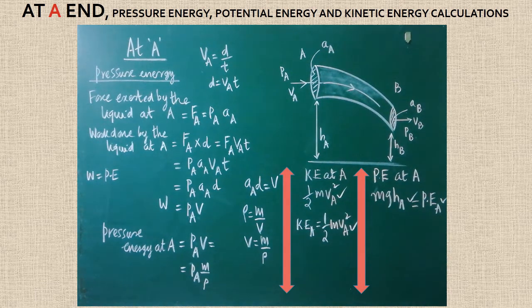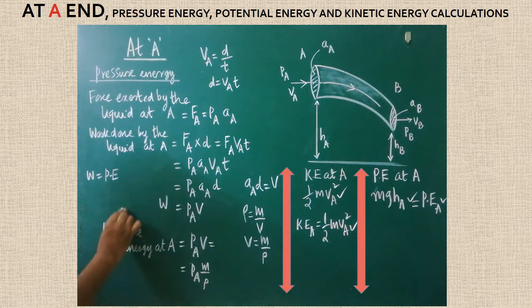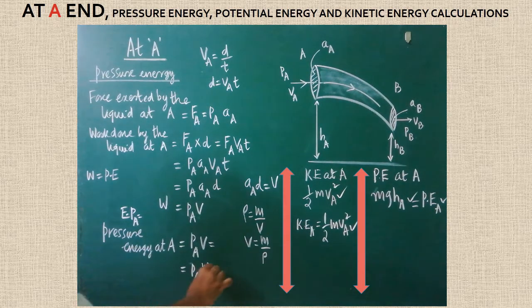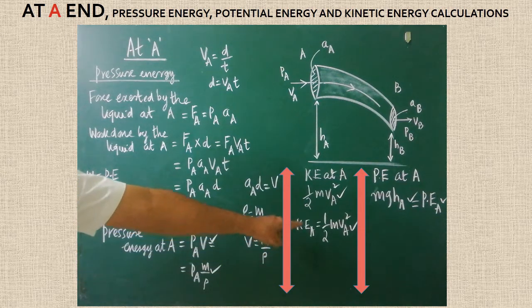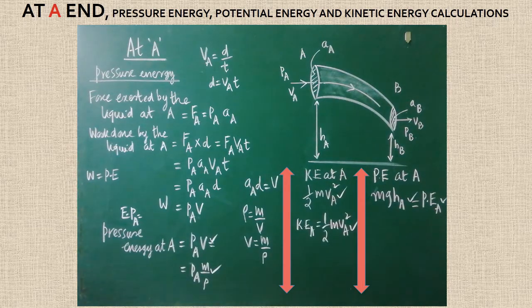What is pressure energy? How can it be written in easy form? There we have written it. This one can be called EPA. What is EPA? Pressure energy at A. So this formula is also important. This one is also important. So I have put tick in all important formulas. This is the pressure energy at A. This is the kinetic energy at A. That is called potential energy at A. All the three formulas are very important. Understood?